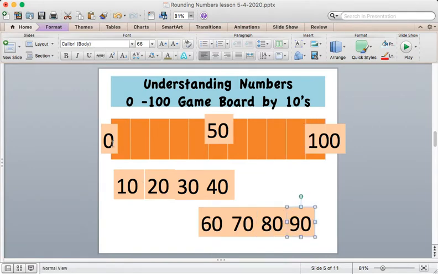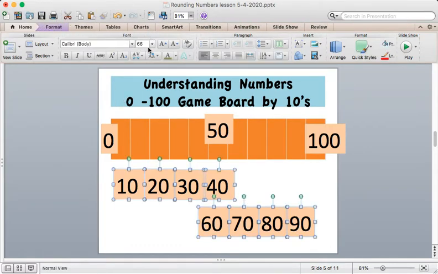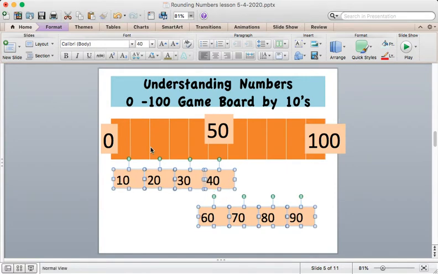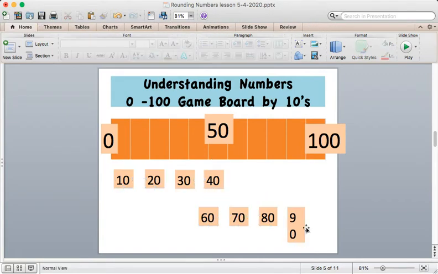So 0 and 100 are anchors. 50 is our middle number. I'm going to do a little magic with some of our numbers down here because these guys are a little large. Let's see if we can make them a little smaller so you can see them a little better inside of what we need them to do. There we go. Maybe we can get them to fit better. All right. We need them to be able to fit better when we get them up there on our number lines. There we go.